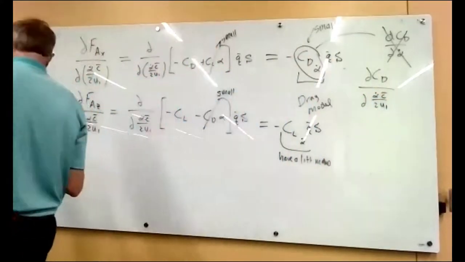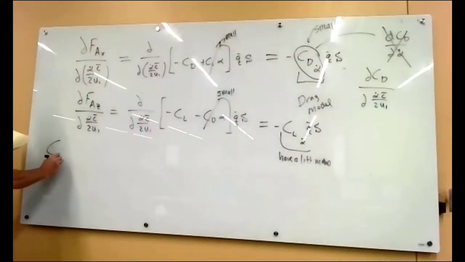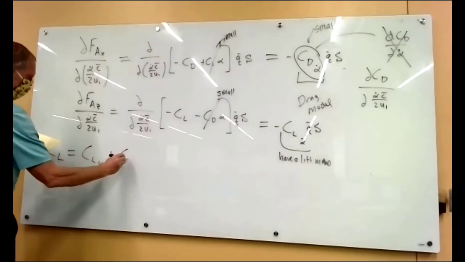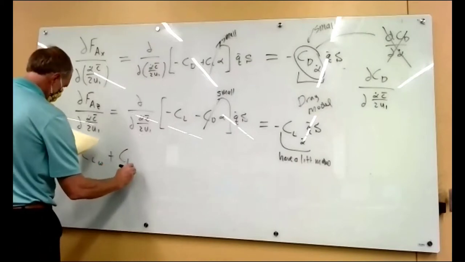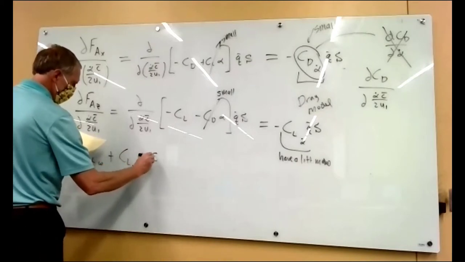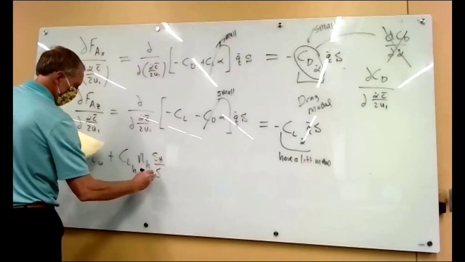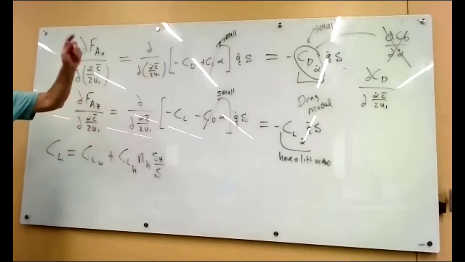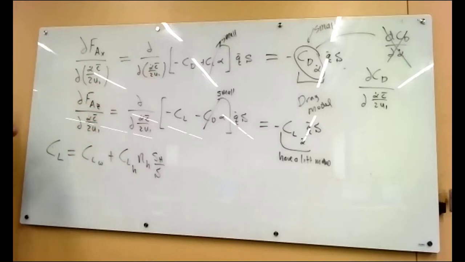All right, so here's how it works. CL of the whole airplane is the wing part plus the horizontal tail part. And in fact, we did this way back early in chapter 3 when we were developing our lift model for the airplane, right? And then we said, well, CL of the wing is its lift curve slope times its angle of attack. And then CL of the horizontal tail is its lift curve slope times its angle of attack.